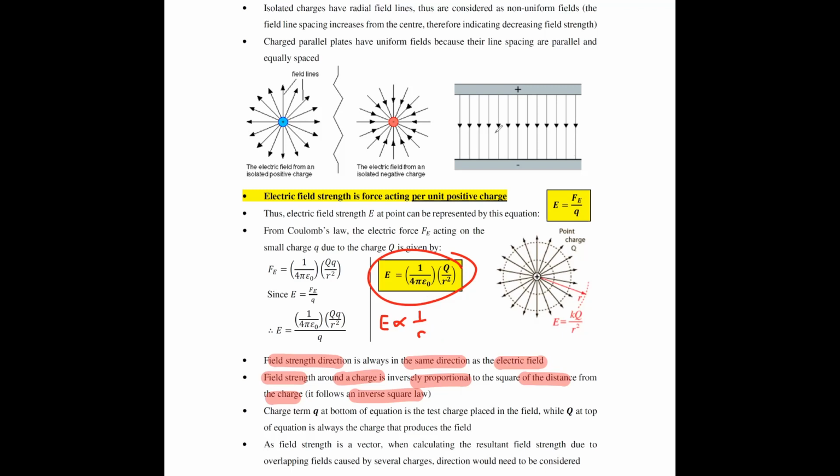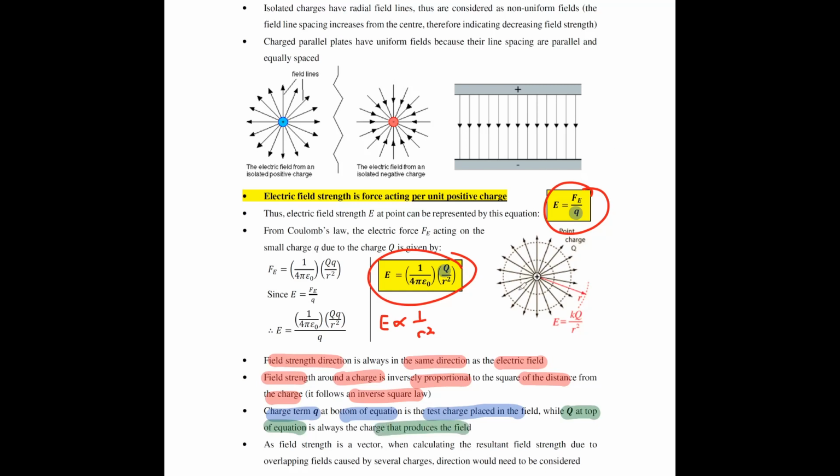All right. Another thing to note is this. When you look at both of these equations, there's actually a term for Q there. For the first one, the Q is at the bottom. For the second one, the Q is at the top. So how do I distinguish between these two charges? Always just remember this. The charge term small q at the bottom of the equation is normally the test charge that you place inside the field, whereas the big Q that you often see at the top of the equation is normally the charge that produces the field itself.